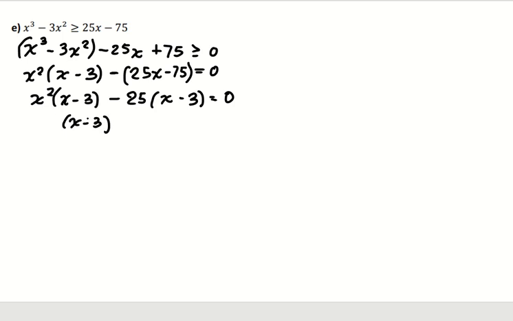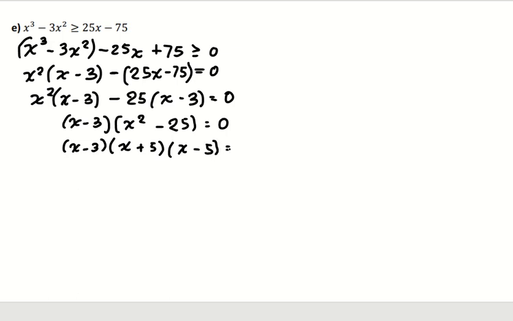So this term divided by x minus 3 is x squared. This term divided by x minus 3 is minus 25. And again, we equate that to 0. We can further factor this out, so we have x minus 3, and this is a difference of two squares, so this is x plus 5, and the other factor is x minus 5, equals 0.